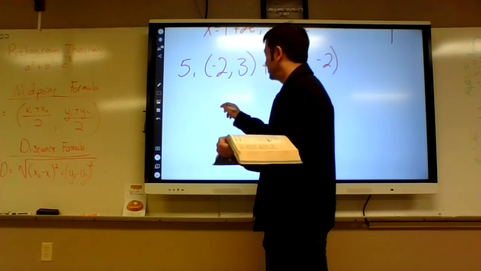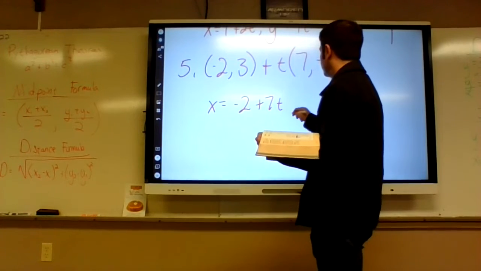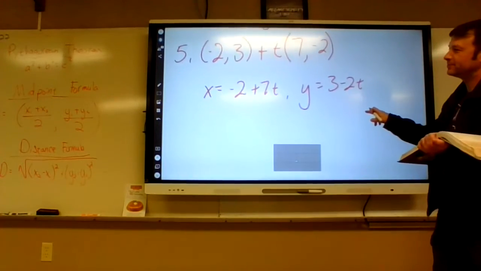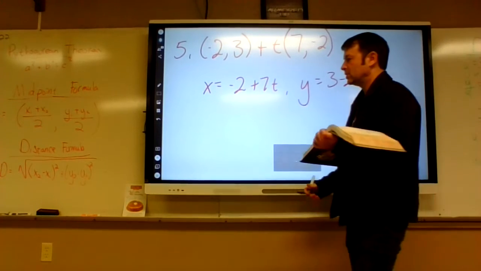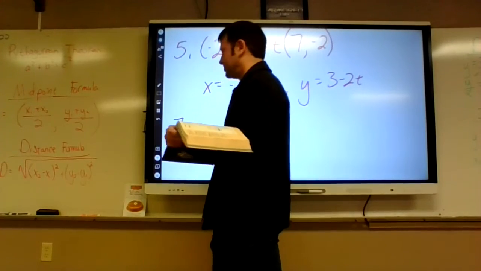Okay, what's the parametric equation? x equals -2 plus 7t, y equals 3 minus 2t. Get a double check there.